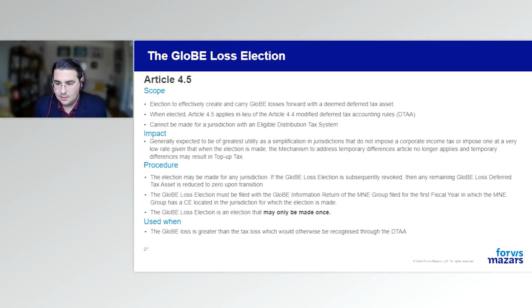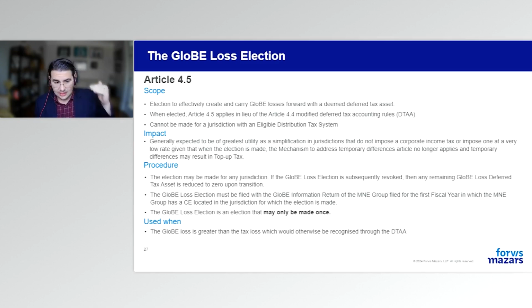So it's an alternative to the DTAA rules, basically. It's a jurisdictional election that creates a GloBE loss DTA in every year where there is a net GloBE loss under Article 3 for that elected jurisdiction. What happens is you take the loss that you created in that year and multiply it by the minimum rate, which is the 15%.